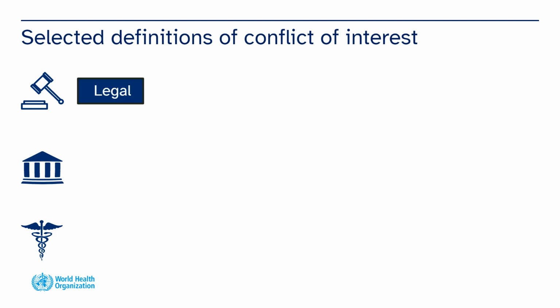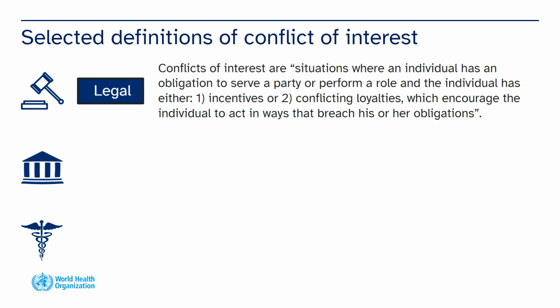Legal definition. Conflicts of interest are situations where an individual has an obligation to serve a party or perform a role, and the individual has either 1. Incentives or 2. Conflicting loyalties, which encourage the individual to act in ways that breach his or her obligations.